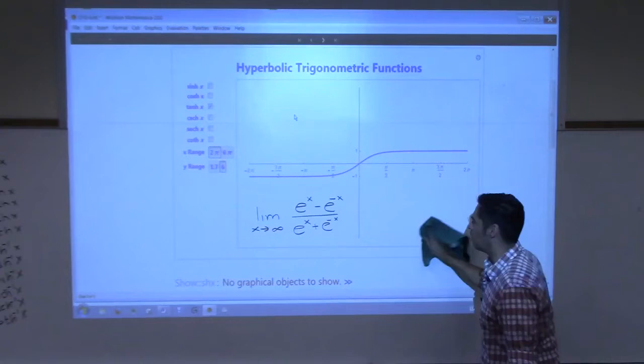Okay. And then cotangent hyperbolic is what I had just written on the board a second ago, but flipped over. All right, those are the definitions.